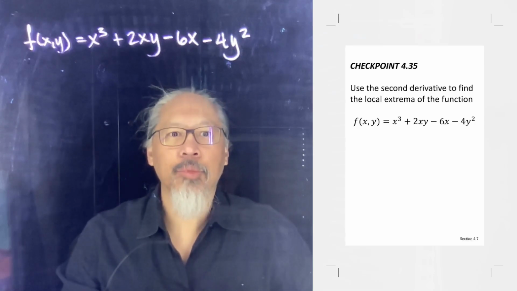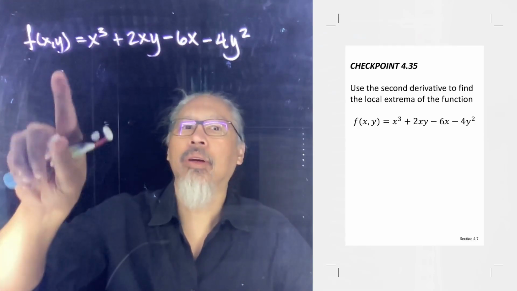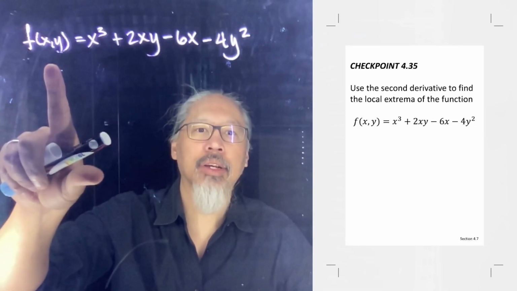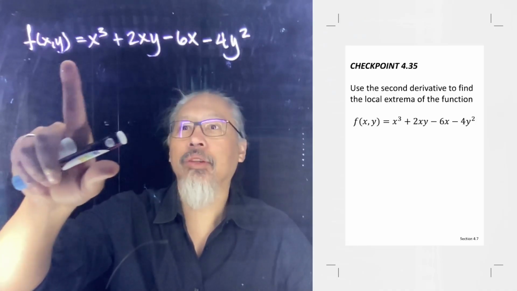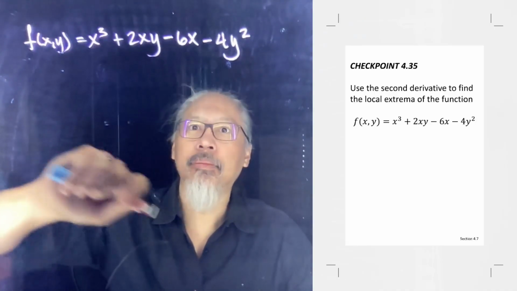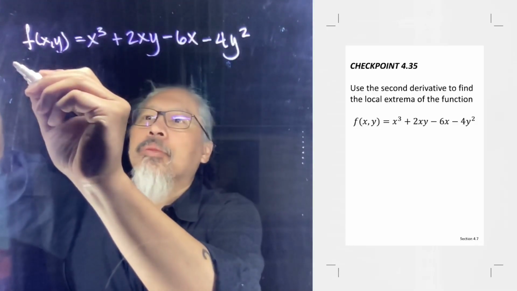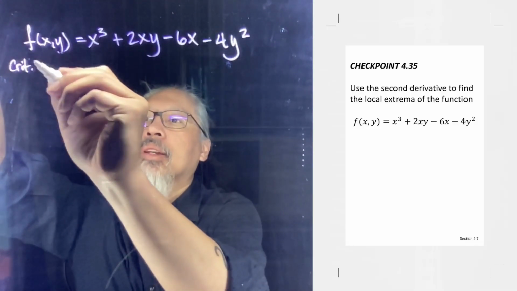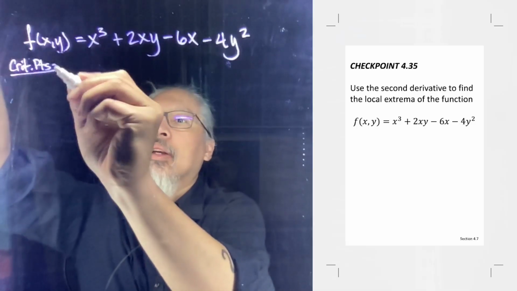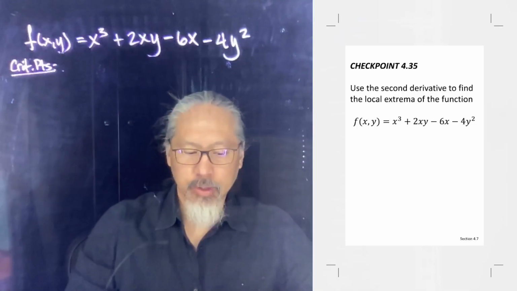Hello, we're doing checkpoint 4.34. We want to use a second derivative test to find the local extreme values for this particular function. Our first step is going to be critical points. We need to find some critical points and run that through the test.